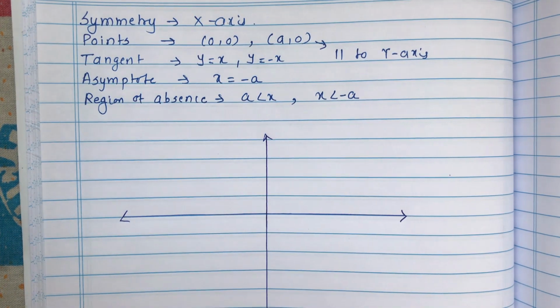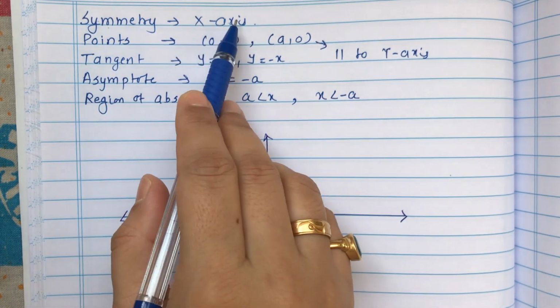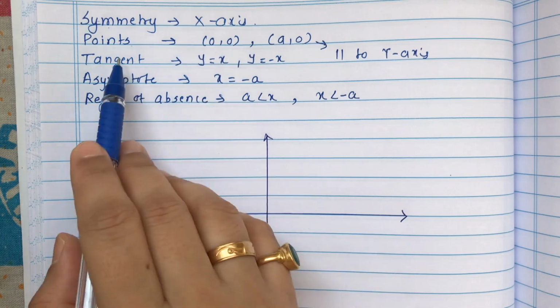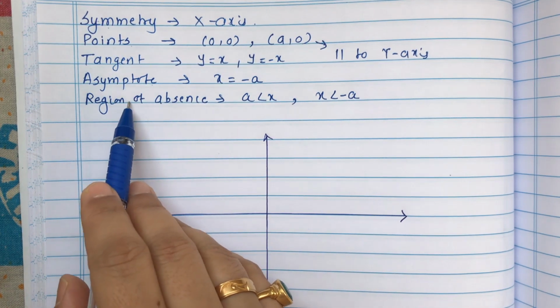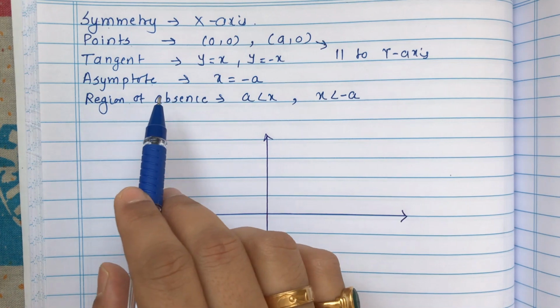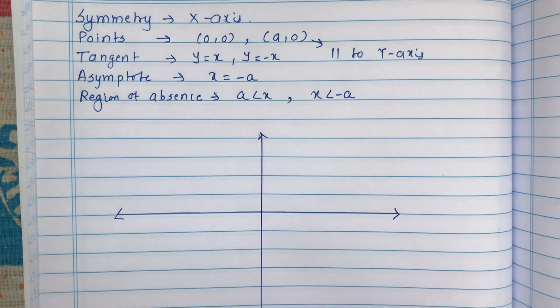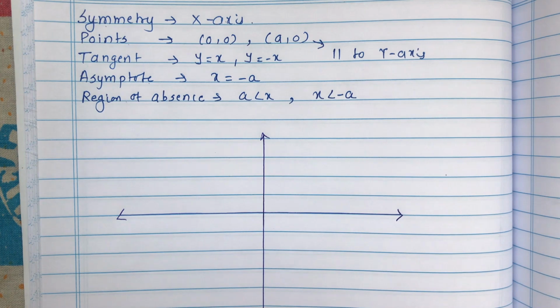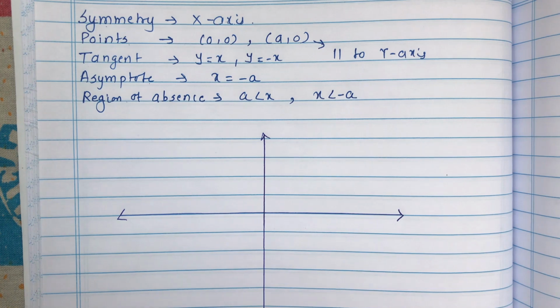So next is tracing of the curve. Before we trace the curve, we will make a short summary like this. So symmetry, it is about the x-axis, the points, then tangent, asymptote and region of absence. So this will be our short summary. Then to trace the curve we have to maintain a sequence, as per our rules. So we will first use symmetry, then we will plot points, then we will draw tangents, or if there is any asymptote then we will draw the asymptote, and the last one will be region of absence. So we'll start now.